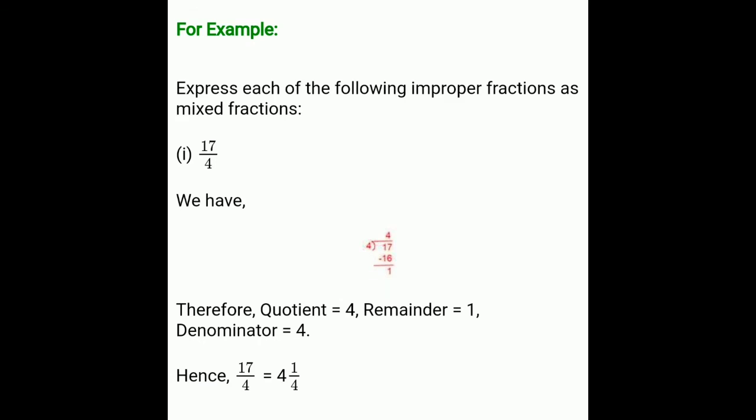Some more examples. Express each of the following improper fractions as a mixed fraction. 17 by 4. We have 4 into 4 is 16, so the remainder will be 1. Therefore quotient is 4, remainder is 1, denominator is 4. Hence 17 by 4 can be written as 4 whole 1 by 4. Some more examples are as follows. Please go through them and you will understand the whole concept.